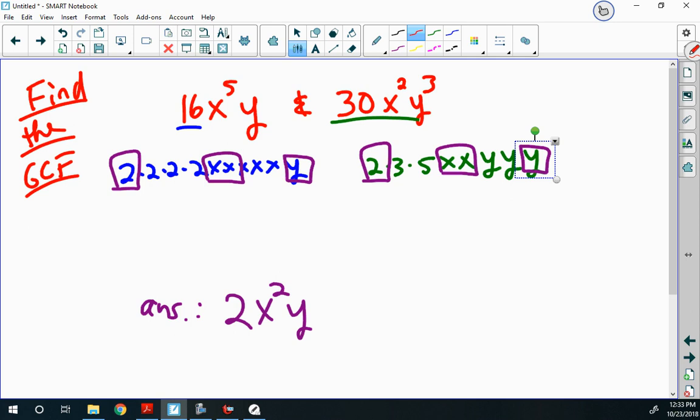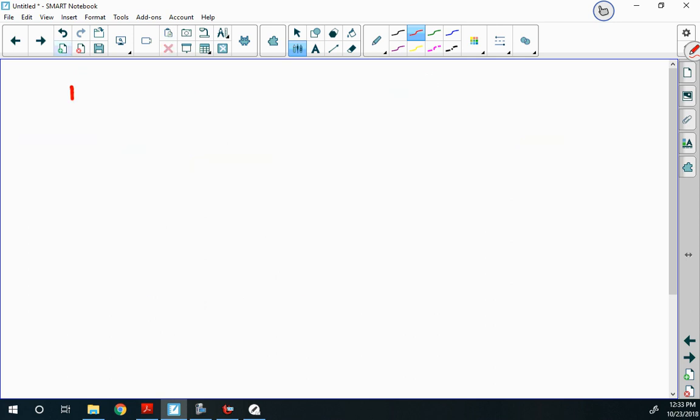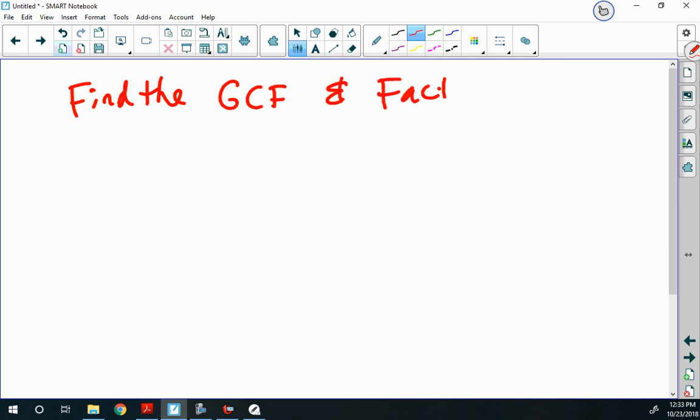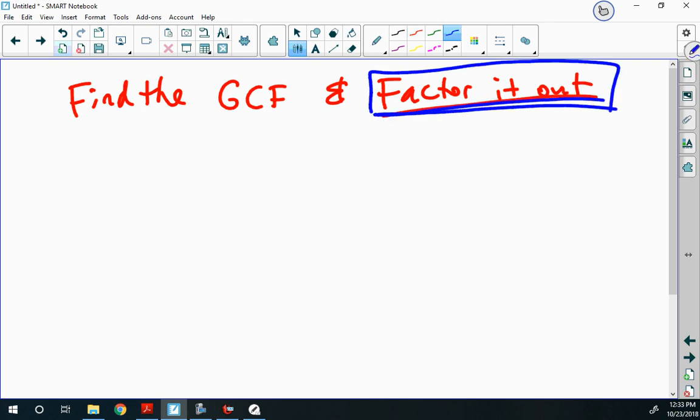It's real important that you understand the directions. Sometimes you just have to find the GCF, but we're going to take it one step further. We're going to introduce the F word. We're going to find the GCF and factor it out. That's taking it one step further. And I know for some of you, you already know how to do this, fine. But I really want to make sure that every facet of factoring along the way, that everybody gets it.